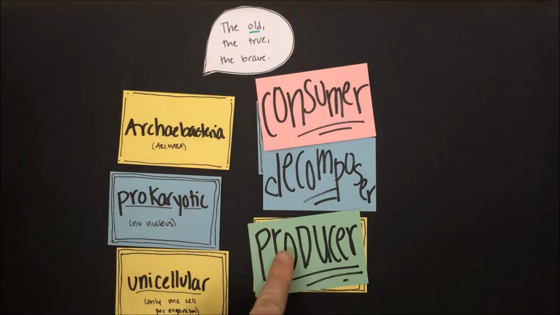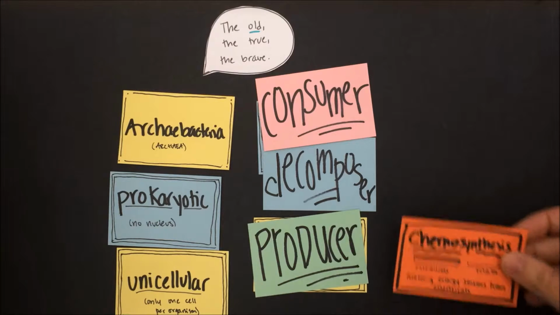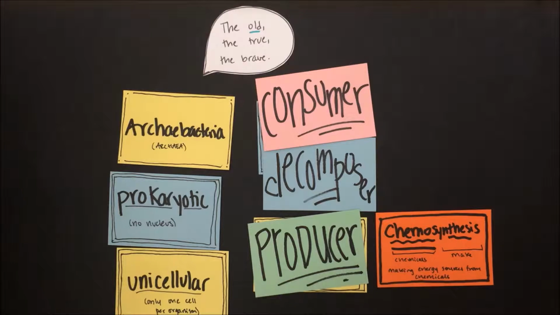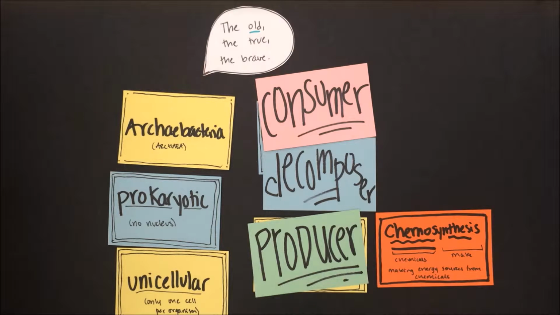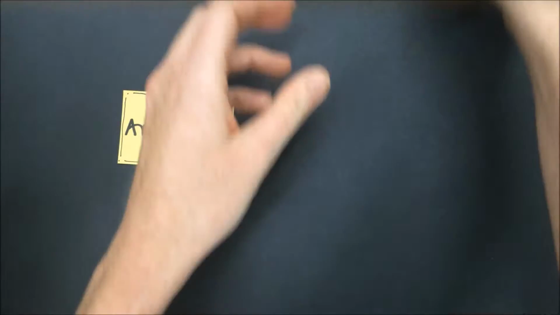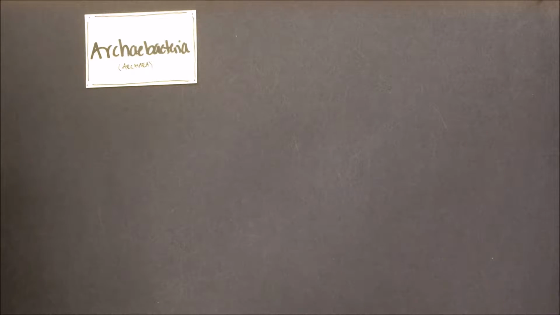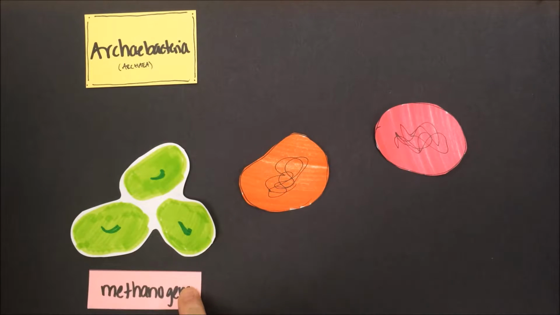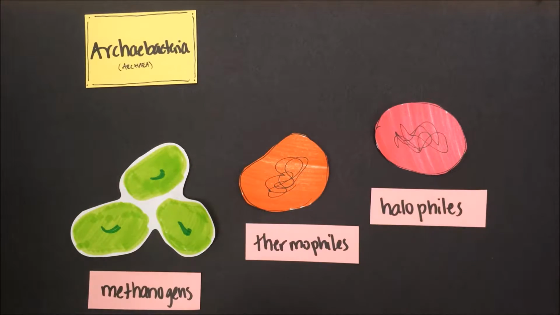The archaea that are producers, or autotrophs, can produce their food through a process called chemosynthesis, which means making food using chemicals. These organisms actually eat atoms of iron and molecules of chemicals such as hydrogen sulfide in thermic vents to get their energy. We learned about three major groups of archaea: methanogens, thermophiles, and halophiles.